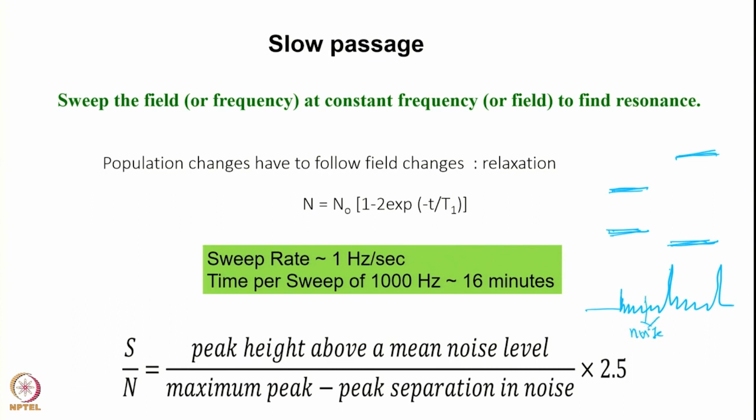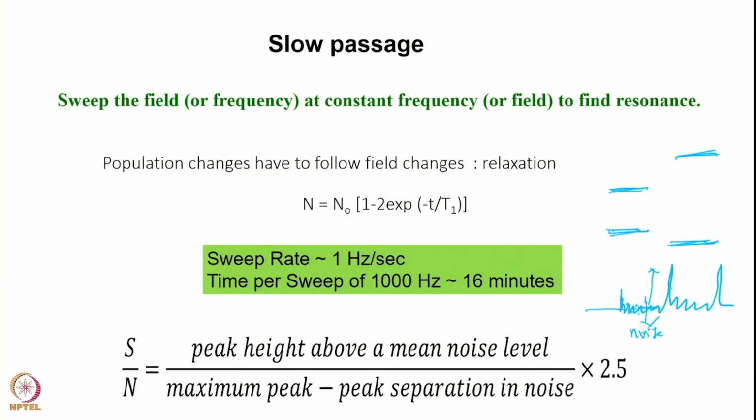What you do is you take the peak height above a mean noise level. So here, let us say you take the separation between these 2 points above a mean noise level, and then you take the maximum peak to peak separation in noise. You have this signal height above the mean noise, and then you have the maximum peak to peak separation within the noise, and that is the denominator. The numerator is the maximum peak height above the mean noise level, and then you multiply by a factor of 2.5. This comes as a result of stochastic theories.